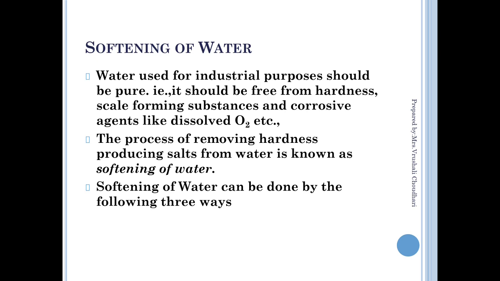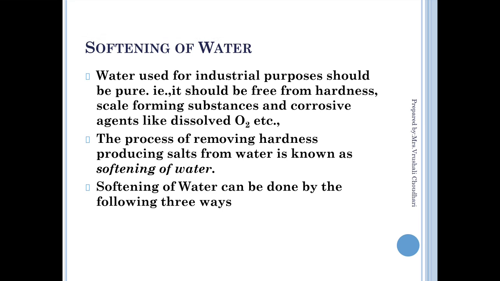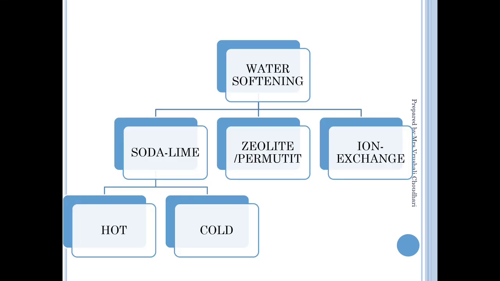The process of removing hardness-producing salts from water is known as softening of water. It can be done in the following three ways. In the softening process, we remove hardness-causing salts, and that is done by three different processes. What are they? First is the soda lime process, second is zeolite, also called the permutit process, and the third one is the ion exchange process.